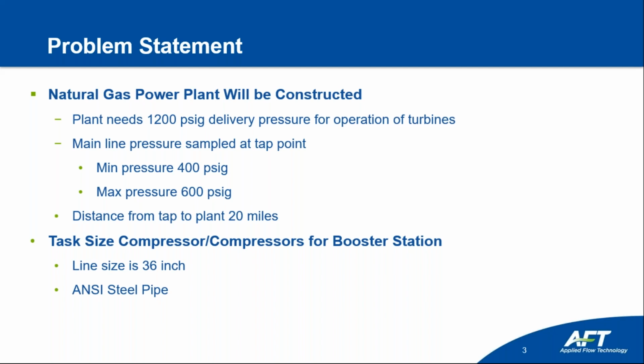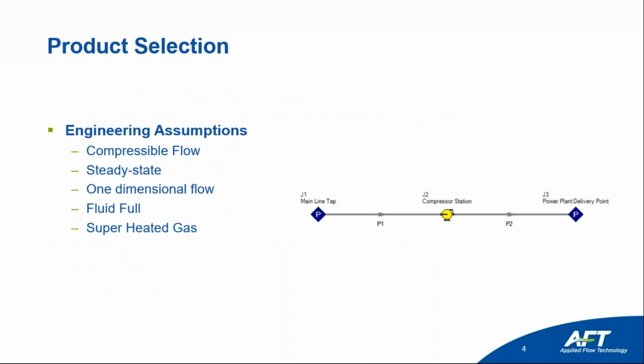It seems that they want to use a 36-inch line size to supply the power plant, and they want it out of ANSI steel. So with the design considerations in mind, I went and developed a little bit of a sizing model. I wanted to use AFT Arrow for this because of its nice assumptions that go with this model. We're dealing with natural gas, so we're into compressible flow. We're looking for steady state operation once the power plant is up and running. We're okay with the one-dimensional flow assumptions. Pipes are going to be fluid full, and natural gas is superheated.